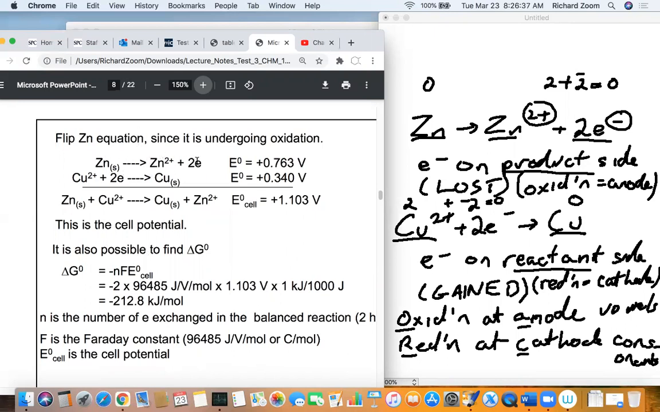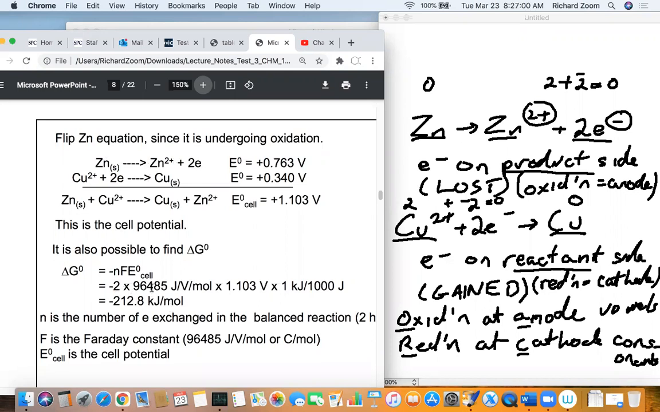So the zinc is giving up 2 electrons, and the copper is accepting those very same 2 electrons. So these electrons here are the same as these electrons here. So what that means is that the 2 electrons are being given up by the zinc and then gained by the copper 2 plus. And that means 2 electrons are actually being exchanged in the process. So that's the N value.